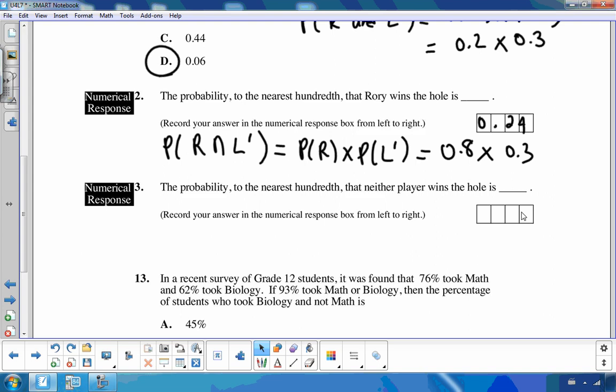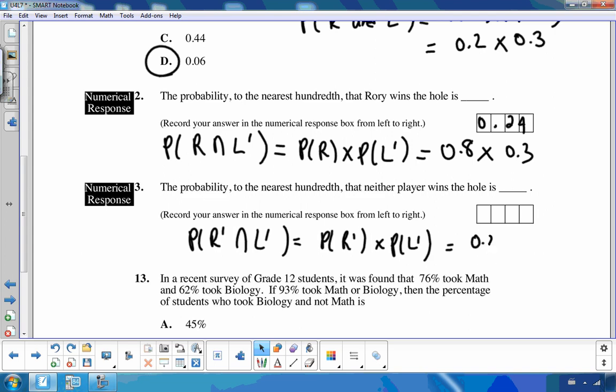Okay, next one, the probability to the nearest hundredth that neither player wins the hole. So that will be the probability of Rory not winning and the probability of Luke not winning. So again, they're independent, so I can just multiply those together. So the probability of not Rory, 0.2, times the probability of not Luke, 0.3. Multiply those together, and I get 0.06. So that will be my answer to number 3.